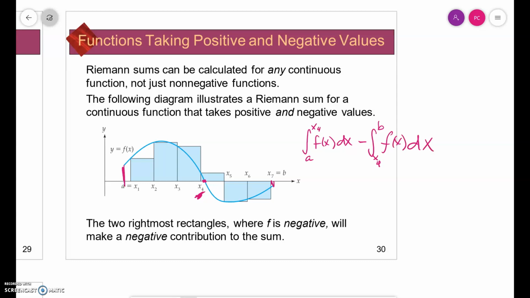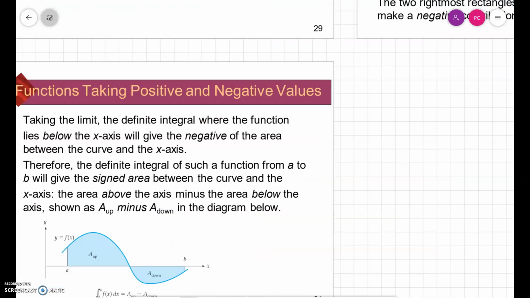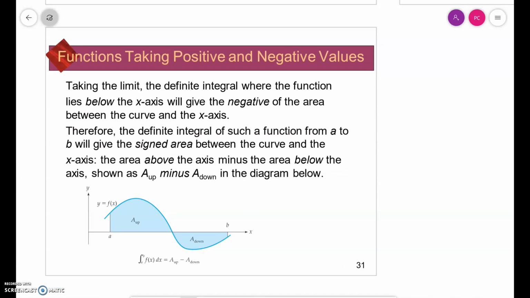So we're still finding integrals, but we're just going to find the integral for the positive part of the function and then subtract off the negative part of the function. All right, and that's what this next value says. By taking the limit, the definite integral, where the function lies below the x-axis, will give the negative area between the curve and that x-axis. Therefore, the definite integral of such a function from a to b will give the signed areas between the curves.